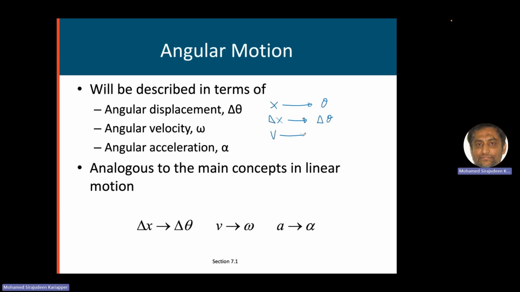And velocity, the normal linear velocity, will be replaced by what is called angular velocity. The symbol we use for angular velocity is the Greek letter omega. And acceleration, the linear acceleration, will be replaced by alpha. Alpha is the angular acceleration. So everything has a corresponding rotational quantity. So we will teach ourselves what these things mean one by one.